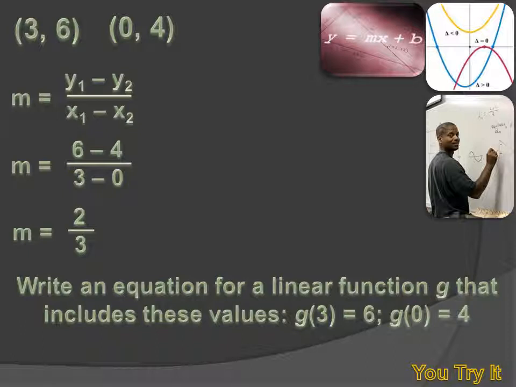Now how about b? What's the y-intercept? Well, we know that one of the points on the line has an x value of 0 and a y value of 4. So 4 is our y-intercept. Now we know the y-intercept and we know the slope, so we can write the equation. y equals 2/3 x plus 4.